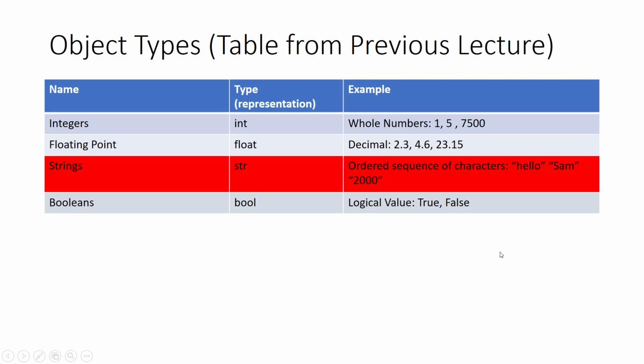So strings are essentially an ordered sequence of characters. For example, you can see anything in quotes, whether it's single or double, is a string. For example, hello, Sam, or even a number in quotes. Let's look at some examples in Spyder to understand what strings are.